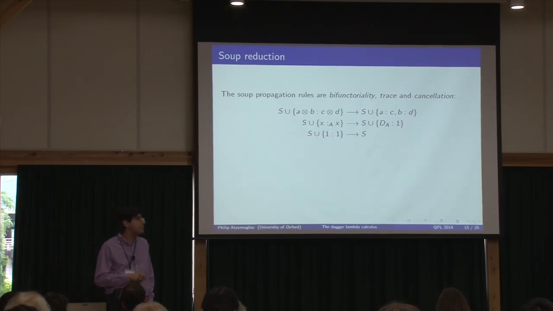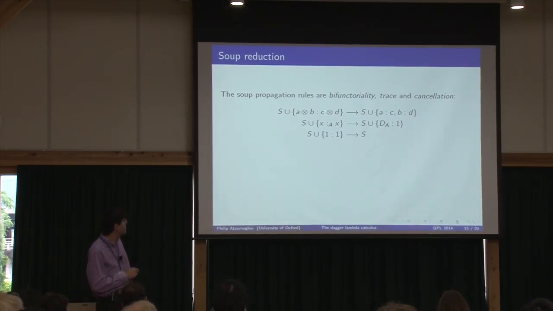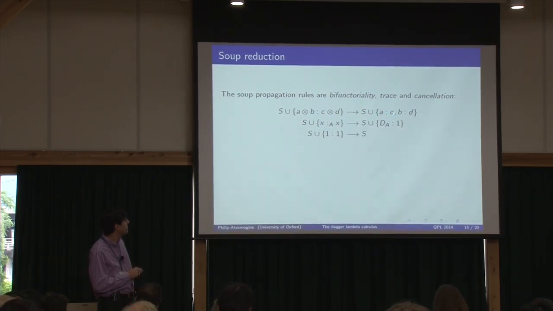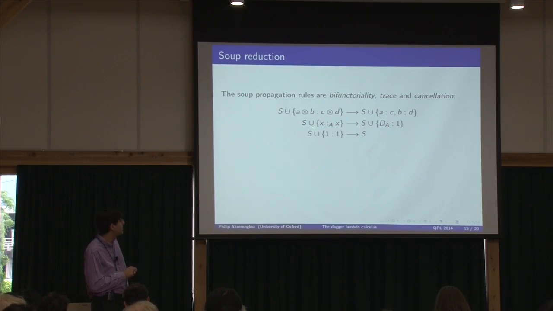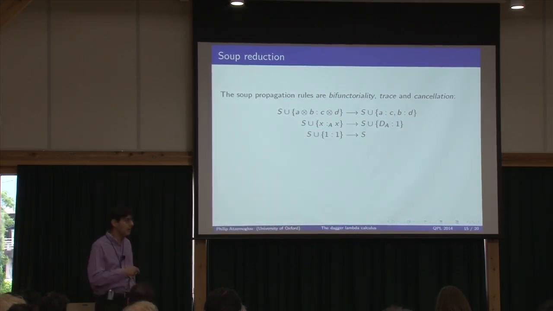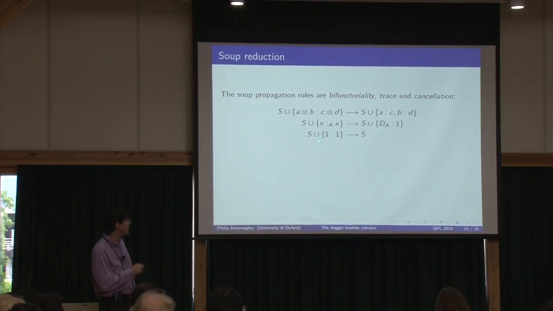There are some soup propagation rules. The first one is called bifunctoriality, because it really breaks up the tensor into two things. The next one is called thread. It's just there to handle the case where you're hardwiring something to itself. And this is just for the identity, cancelling things out.